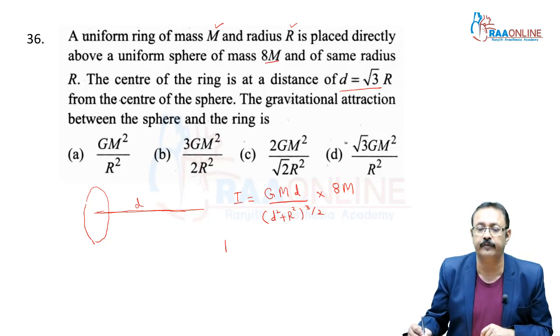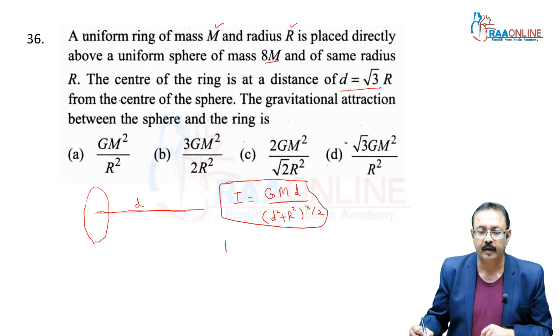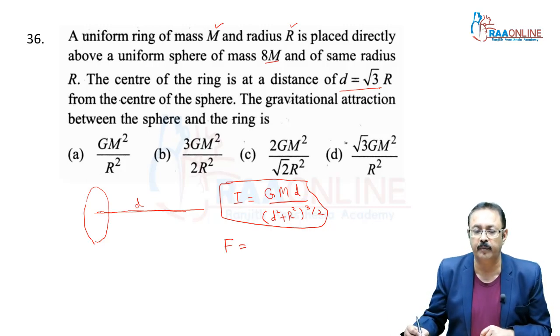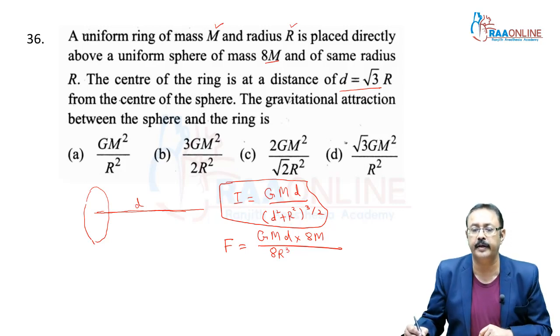So what we will get? First we calculated the intensity I. For the total force we will multiply by 8m. First we calculate the intensity at distance d. Now we are putting the values G, M, d. 8m will experience 8m times the force. d is root 3r. Square means 3r square, and 4r square. The square root of 4r square is 2r, and its cube will become 8r cube.